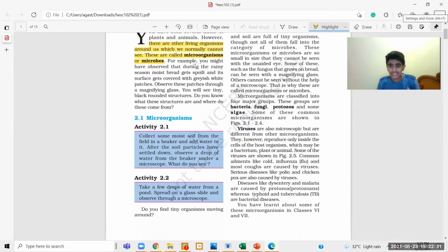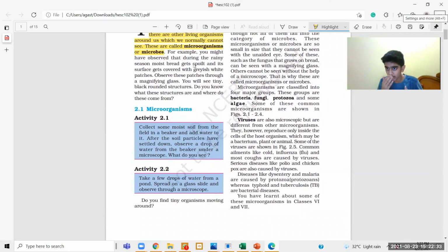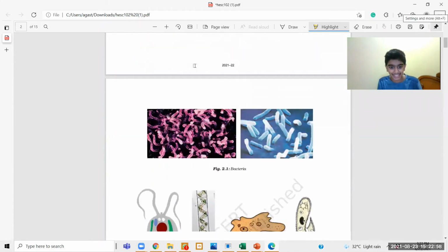Now let's see a few diseases caused by viruses. Coughs and common cold are a few ailments caused by viruses, and diseases like chicken pox, hepatitis, polio, measles, and even the present COVID-19 virus are also part of viruses. Now we'll understand diseases caused by protozoa. Dysentery and malaria are caused by protozoa, and typhoid, cholera, and tuberculosis are diseases caused by bacteria.